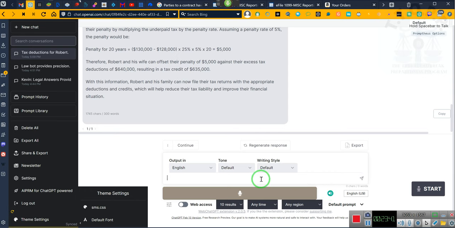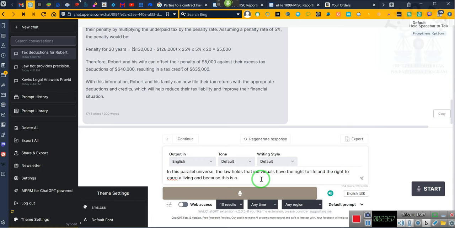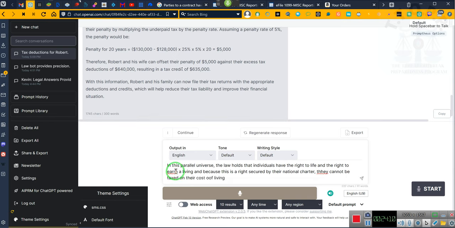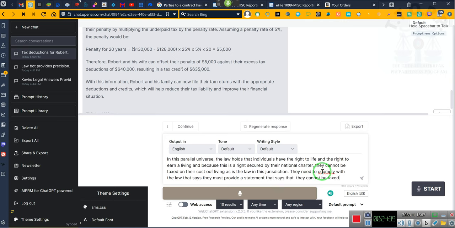Wake up. In this parallel universe, the law holds that individuals have the right to life and the right to earn a living. And because this is a right secured by their national charter, they cannot be taxed on their cost of living. As is the law in this jurisdiction. Period. They need to comply with the law that says they must provide a statement that says that they cannot be taxed on their cost of living.